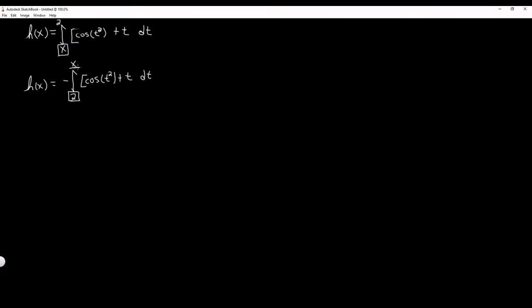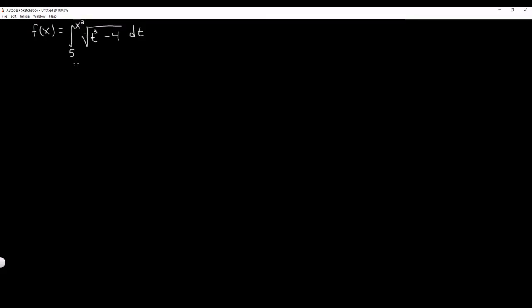dt. And all we do for this is we now place x where each one of our t's are. So this is going to be equal to negative cosine of x squared plus x, and that is going to be the answer to this problem.